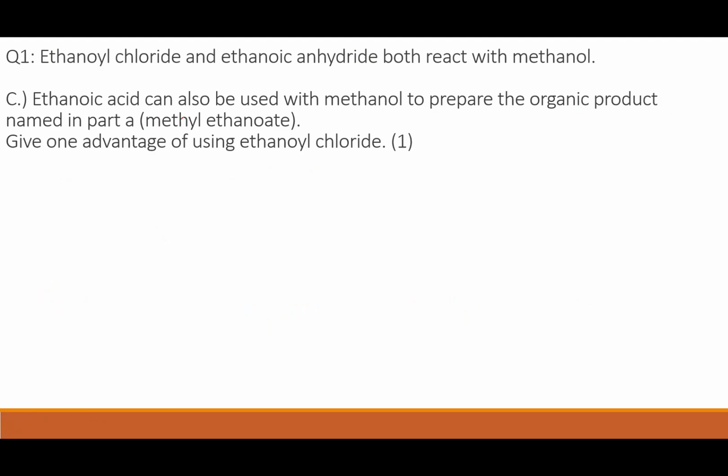And it asks you to give one advantage of using ethanoyl chloride. And if you think back to what I was saying earlier in the session, it's because this is an irreversible reaction. So you could get 1 mark for saying it's an irreversible reaction, which helps because we don't have to deal with equilibria, a reversible reaction happening and getting that equilibrium point.